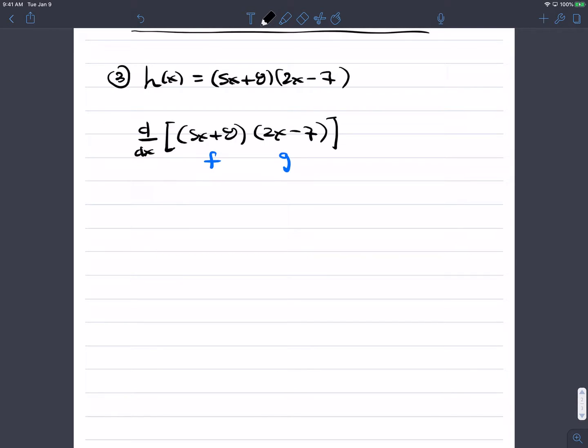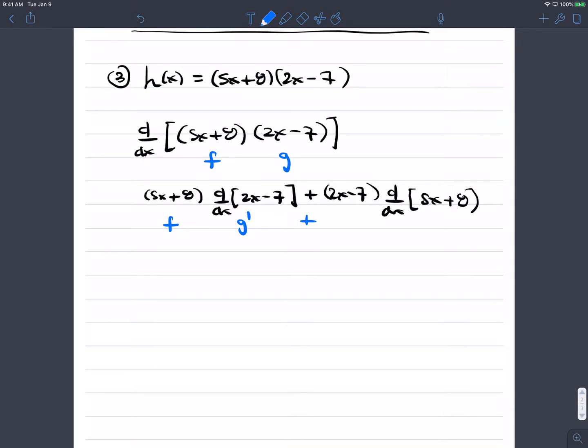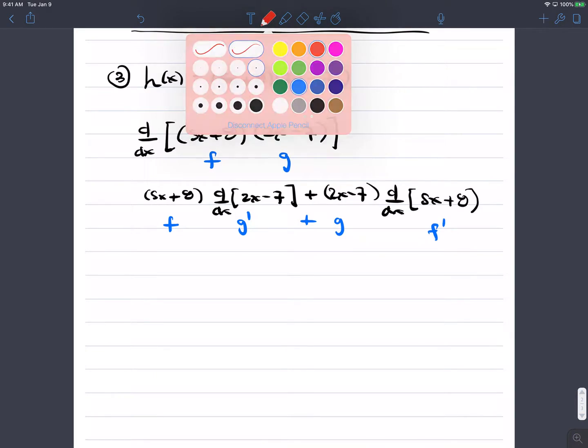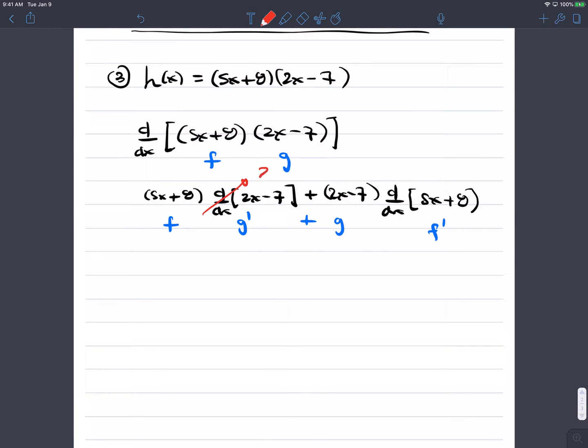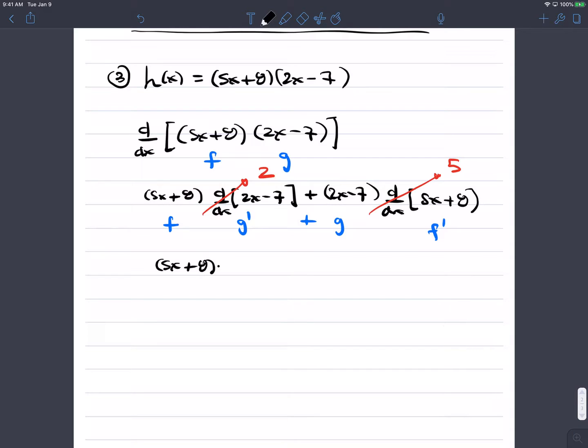Okay, so now think of the first function as a constant again. Pull it out, 5x plus 8. Differentiate that second function, which is 2x minus 7. Bring out the second function, 2x minus 7. Differentiate your first function, which is 5x plus 8. f g prime plus g f prime. And now we just have to do our derivatives. So the derivative of 2x minus 7 here is actually 2. And then the derivative of 5x plus 8 is 5. So you have 5x plus 8 times 2 plus 2x minus 7 times 5.